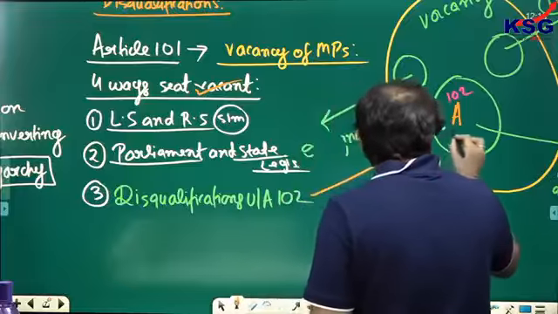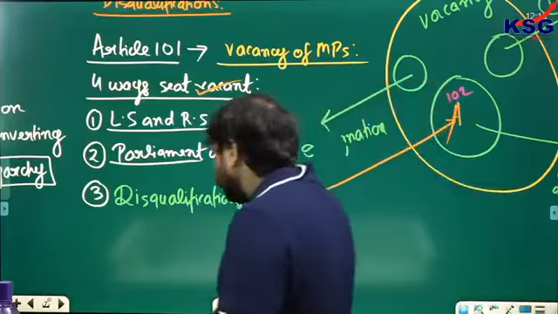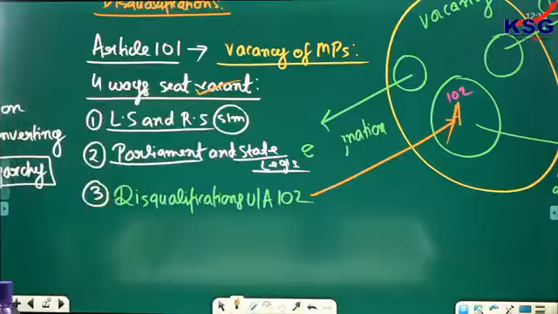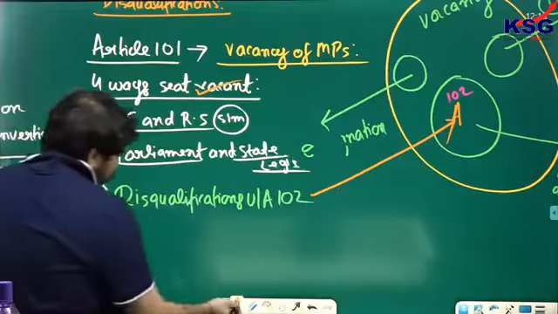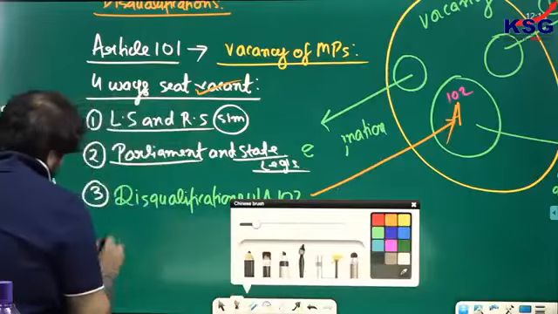Think of this like this. Disqualification, which is basically about Article 102. If a member of parliament is disqualified under Article 102, then his seat can be rendered vacant. So it is over here that we will expand our understanding of disqualification. So we will reopen this part when we reach Article 102, which deals specifically with disqualification.